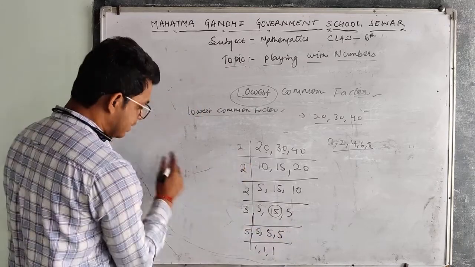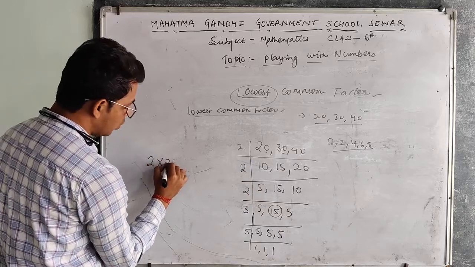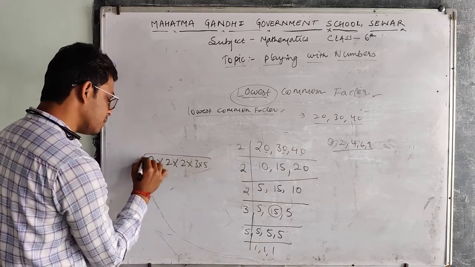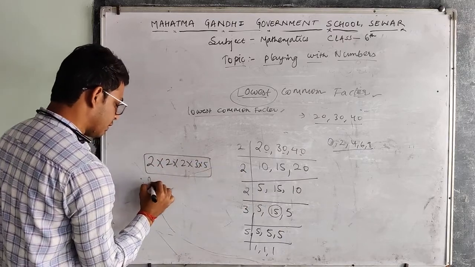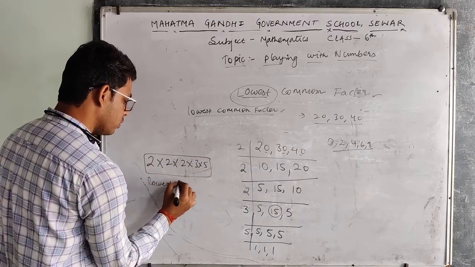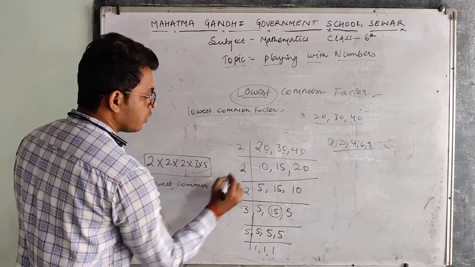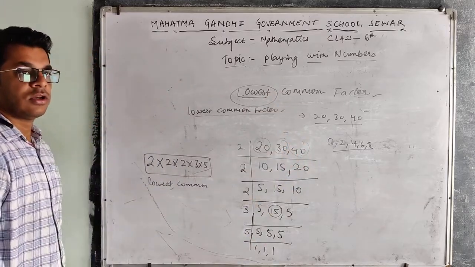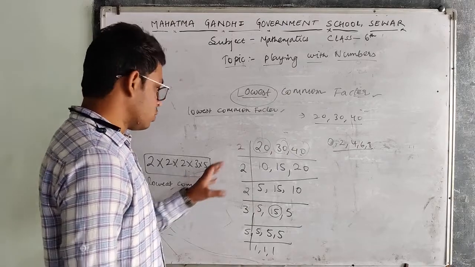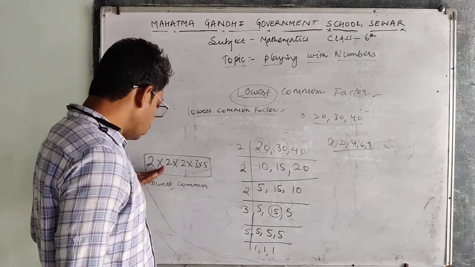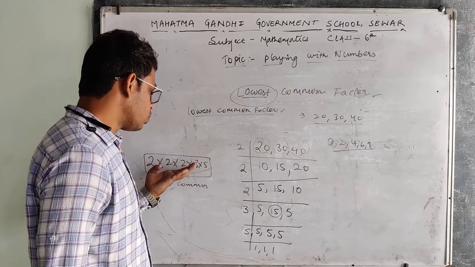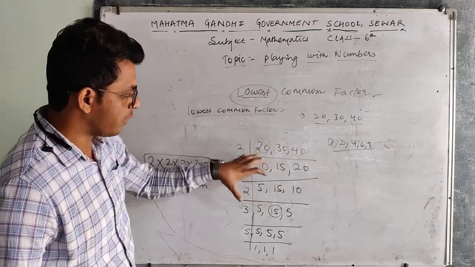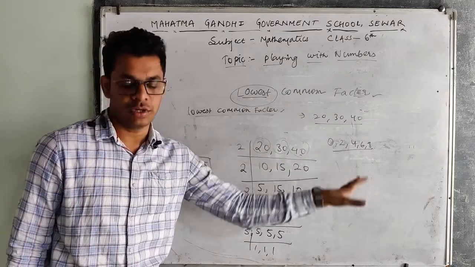We will write these here in sequence, that is 2 into 2 into 2 into 3 into 5. So this will be the lowest common factor of these numbers 20, 30 and 40. 2 into 2 into 2 into 3 into 5 will be the lowest common factor of 20, 30 and 40.